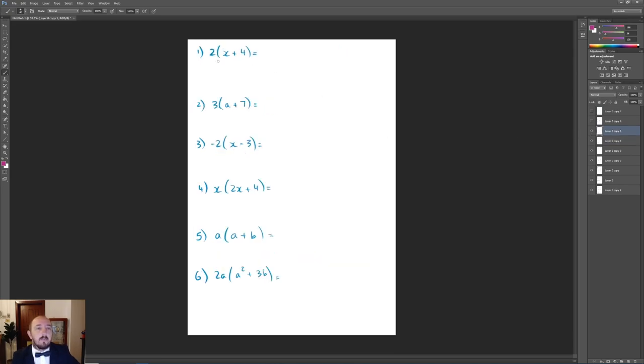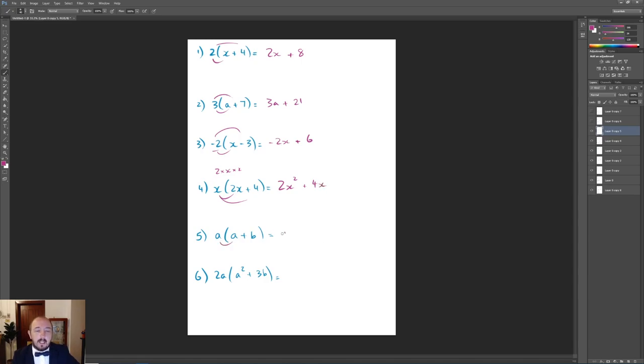On the second page we're multiplying out brackets, so we've got two lots of x plus two lots of 4, 3a plus 3 lots of 7. We have a negative 2 times x, so that's negative 2x, and then negative 2 times negative 3 is positive 6, like that. x times 2x, so that's 2 times x is 2 lots of x squared. And then x times positive 4 is positive 4x.